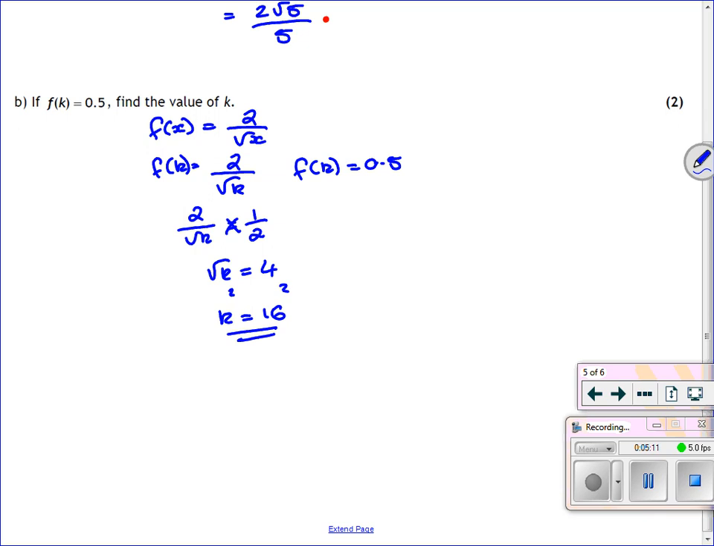Remember, you can always test that out by substituting back in. In this case, the square root of 16 does give you 4. In terms of the marks for this, you get a mark for making 2 over root k equal to either 0.5 or a half. There is no necessity to turn 0.5 into a half. Then you get your final mark for getting the value of k out. I just find that turning any decimal into a fraction is a lot easier to work with.